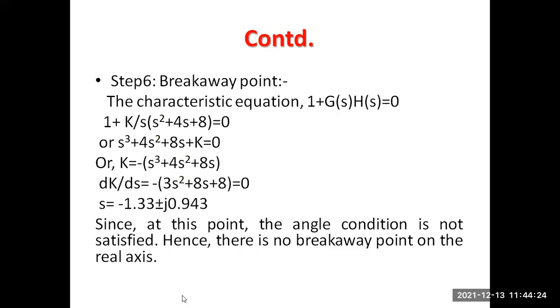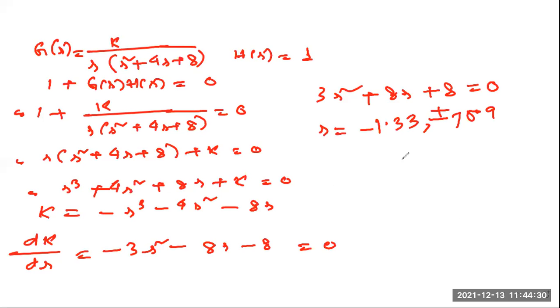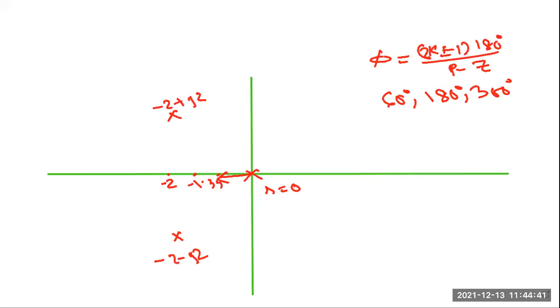So now we have to see whether this will be your breakaway point or not. We have to cross check it. Now we have got minus 1.33 plus minus j 0.943, so this is a complex number. On the s plane, this point will be at minus 1.33, one breakaway point here and another here.